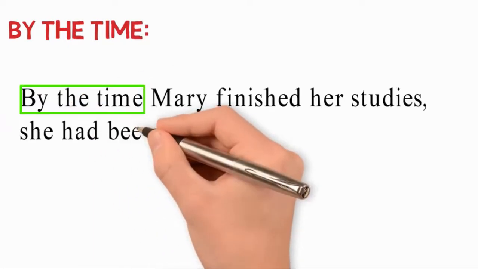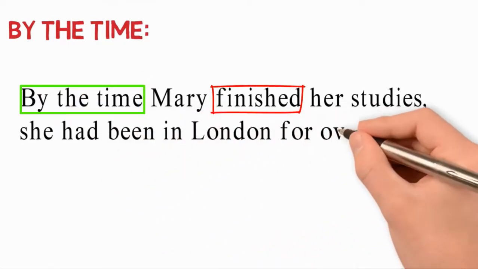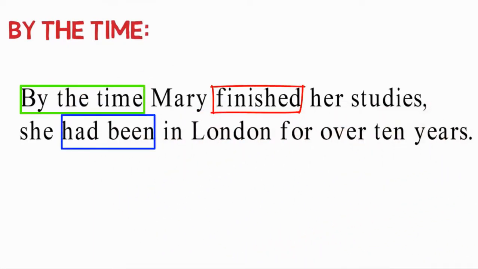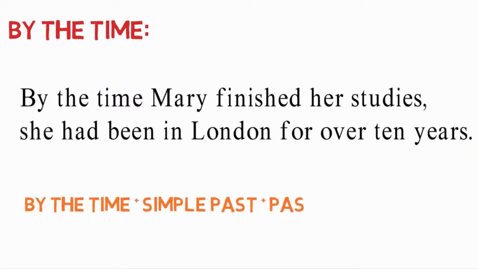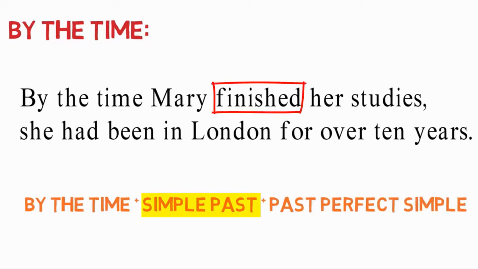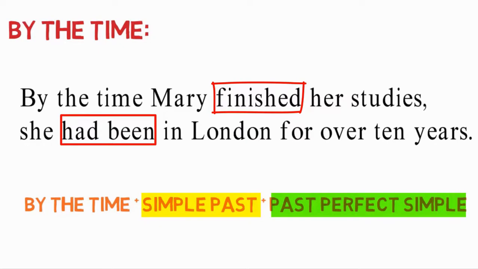By the time. By the time Mary finished her study, she had been in London for over 10 years. The first verb that comes after by the time is conjugated into simple past, and the second one is conjugated into past perfect simple.